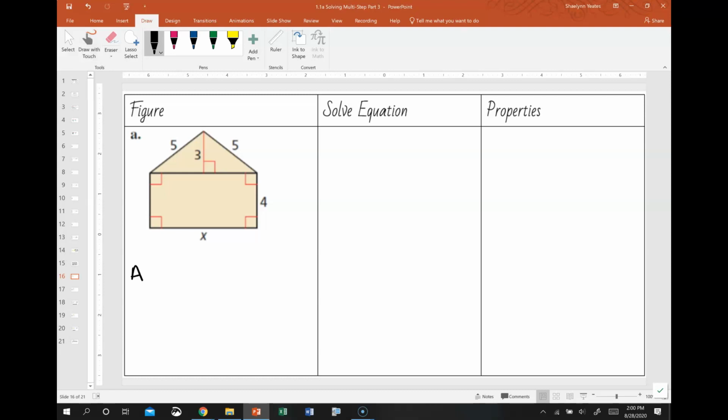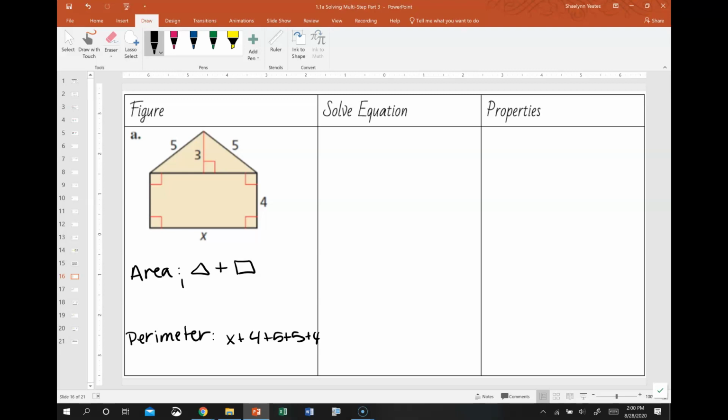So area, we're going to have to add the area of the triangle plus the area of the rectangle. Then perimeter is just the distance around the outside. So this one's easy. This is just x plus 4 plus 5 plus 5 plus 4. We don't have to count the inside stuff, right?